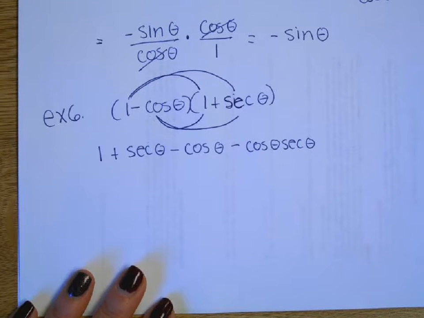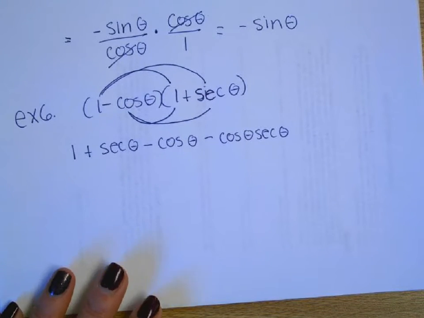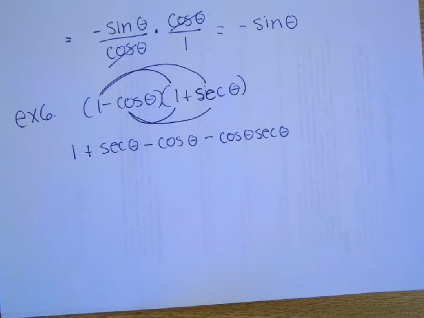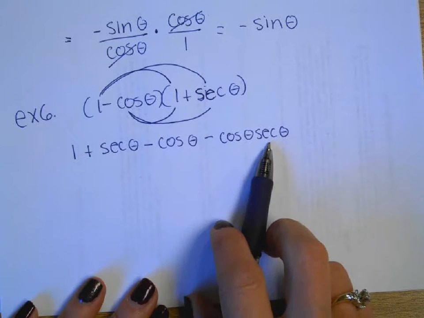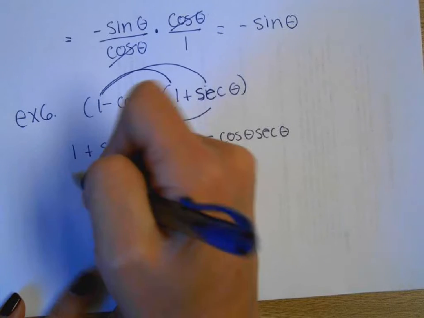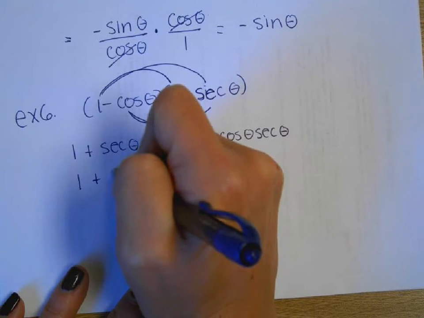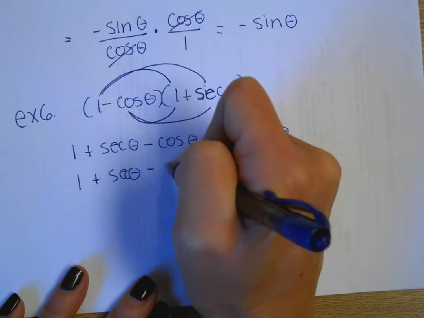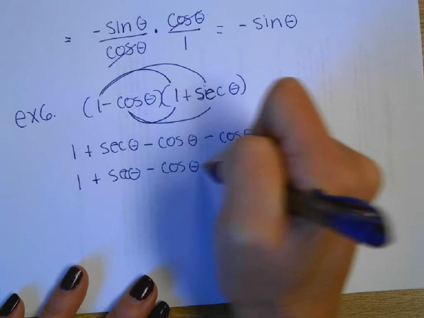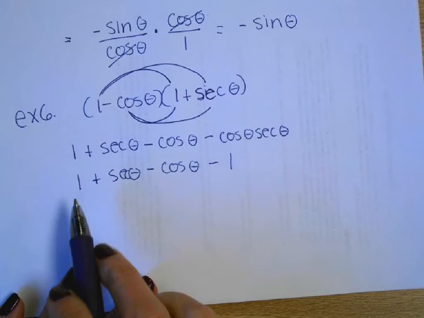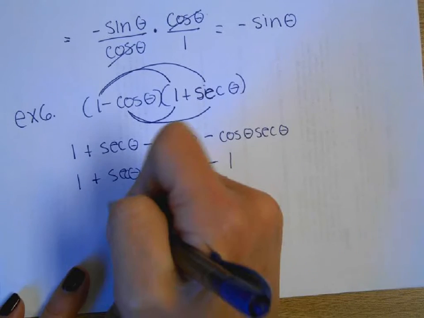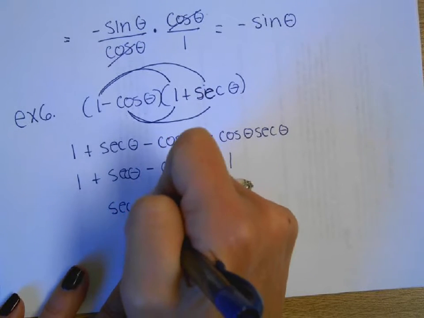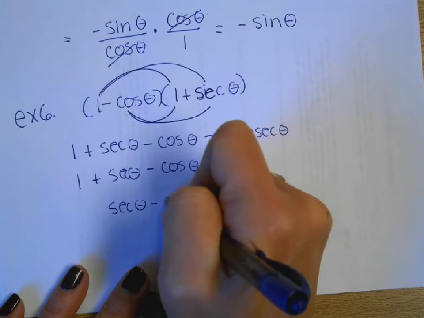All right. Okay. Here we go. Is there anything I can simplify in that line? Cosine secant. Well, what is cosine times secant? That equals 1. So can we just get rid of the 1 in the beginning, since that's the first one? Yep, so I got a 1 and a minus 1. I'm left with secant minus cosine.